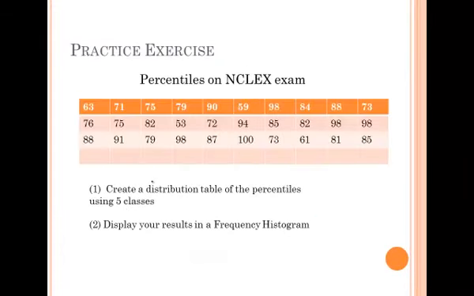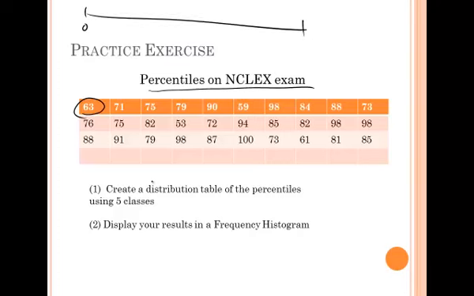Another example here would be percentiles on the NCLEX nurses exam. Percentiles mean that, let's say the 63rd percentile means that of all the data points, in other words, all of the nurses that took that exam, you scored higher than 63% of the test takers, and you scored lower than 37% of the test takers. That's what the 63rd percentile means.